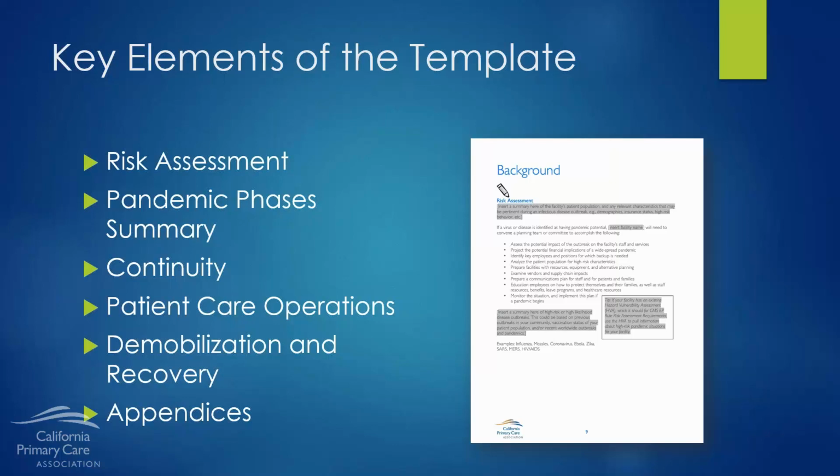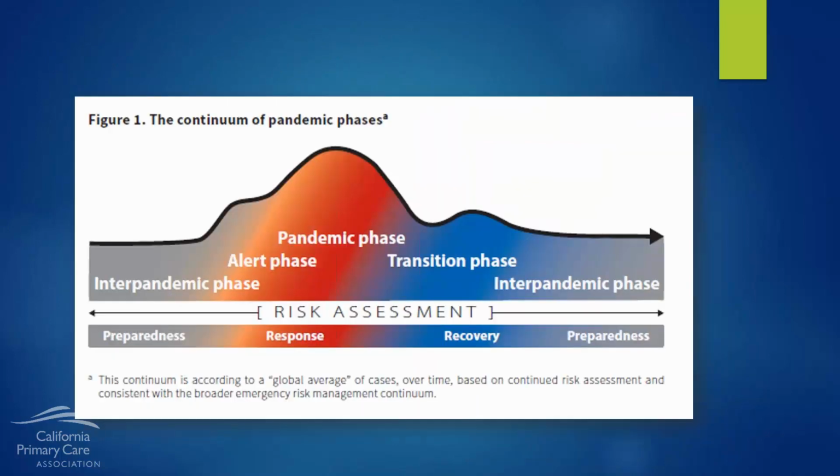So we've organized the plan according to these sections: risk assessment, pandemic phases summary, continuity, patient care operations, demobilization and recovery, and then the appendices. And within each section, we have an introduction and some key considerations that we'll go through in the rest of this webcast. But first I want to start with a recap of the pandemic phases.